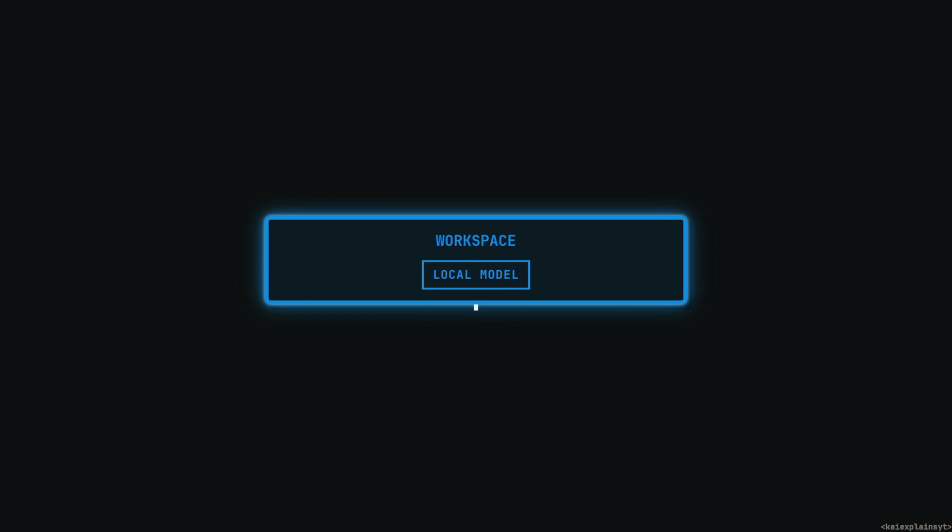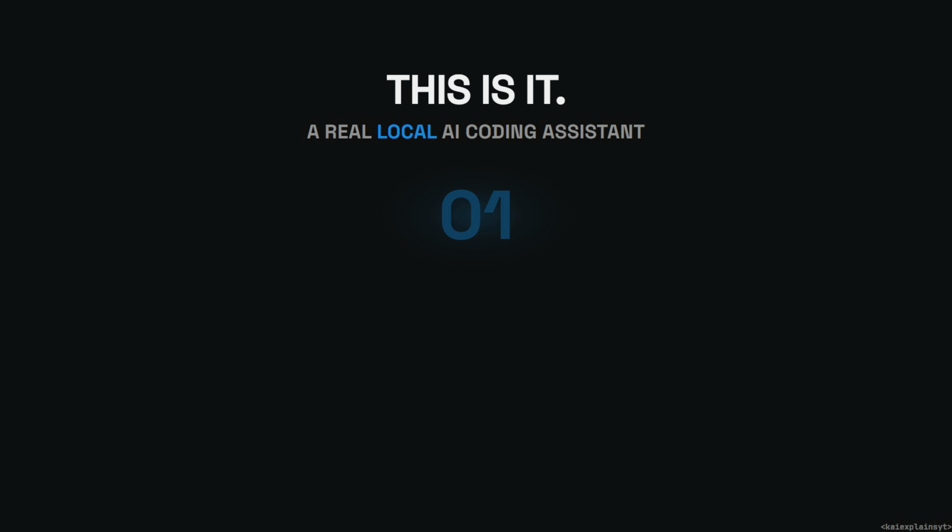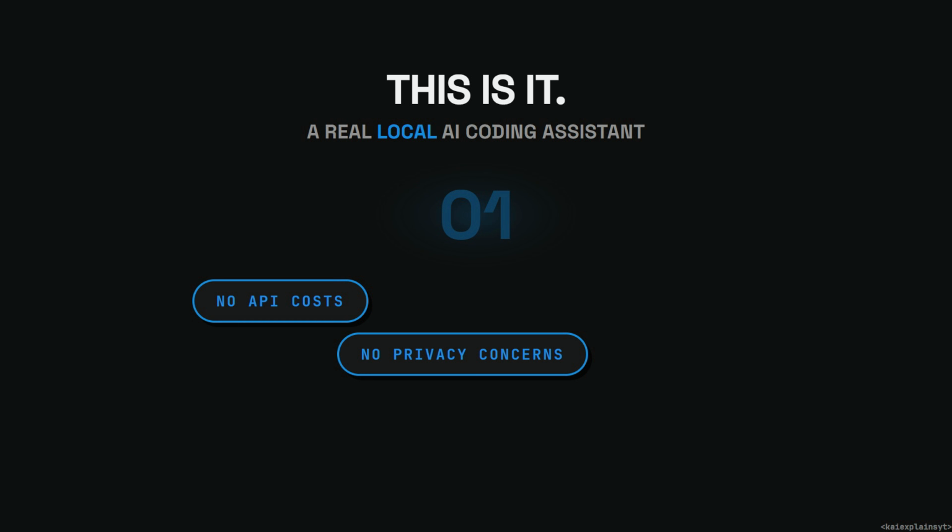I want to describe a specific feeling that I think a lot of Mac users running local AI have experienced, and I want you to tell me in the comments if this sounds familiar. You set up a local model, you wire it into a coding agent. The first few turns feel incredible, and you think, this is it. I've finally got a real local AI coding assistant running on my own machine. No API costs, no privacy concerns, no latency from a remote server.